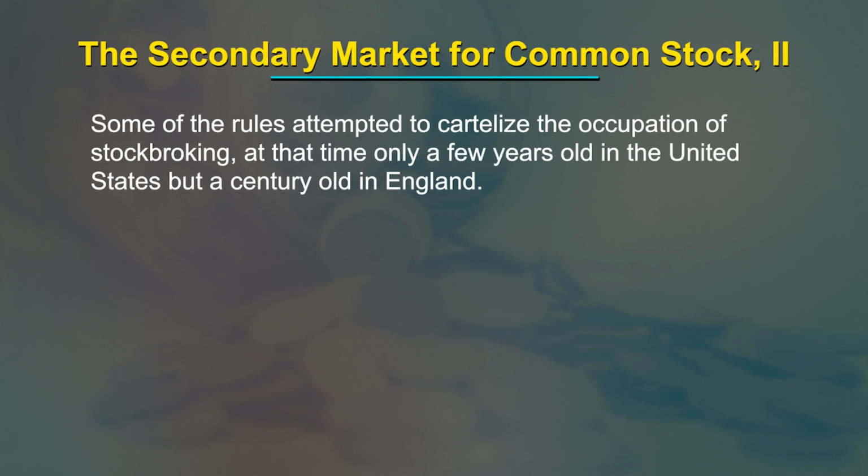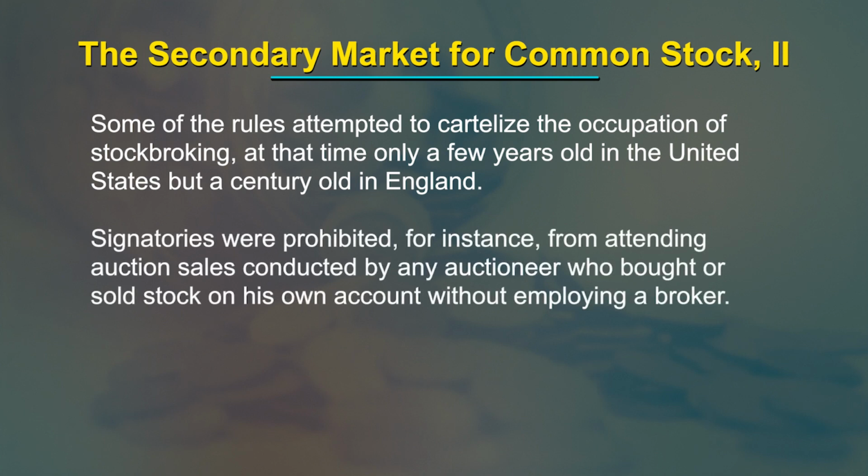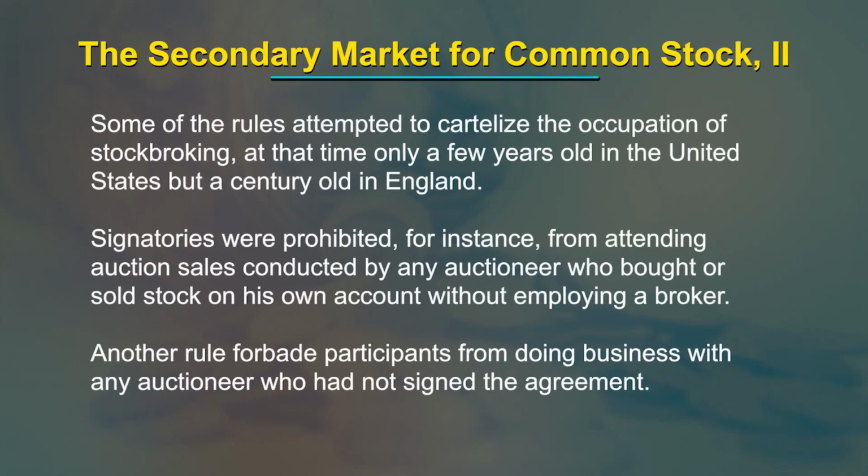Now, they agreed to follow this set of 14 rules, and we find that signatories were prohibited from attending auction sales conducted by an auctioneer who bought or sold stock on his own account without employing a broker. Then there was another rule where they forbade participants from doing business with any auctioneer who did not sign the agreement. So only those who had signed the agreement could carry on this buying and selling. Nobody else could do so.